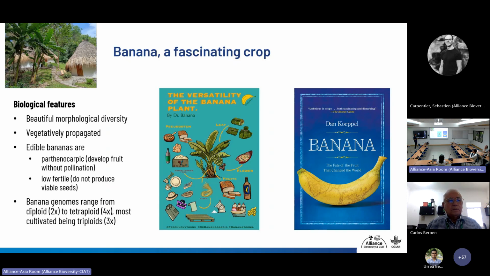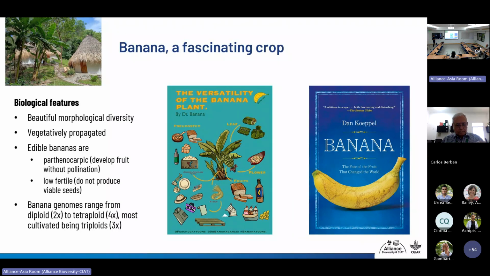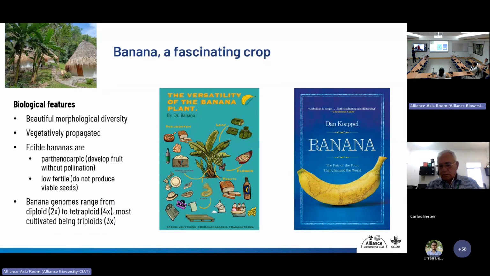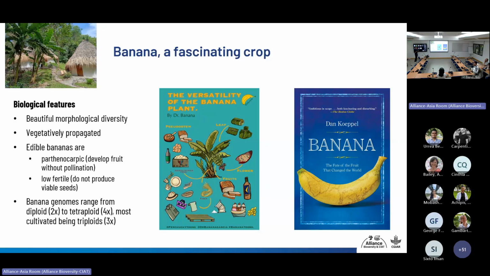It has a lot of interesting biological features. It's vegetatively propagated. Edible bananas are parthenocarpic and low fertile. There are different levels of ploidy. It can be diploid, triploid, tetraploid. And you can do many things with banana. You can use the fruits, of course, raw. You can cook it, but you can also use the leaf. You can make bread. You can make beer. You can make clothes. You can make plenty of things with banana. And that's what makes it a fascinating crop.